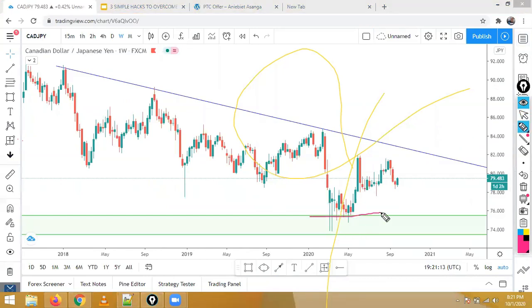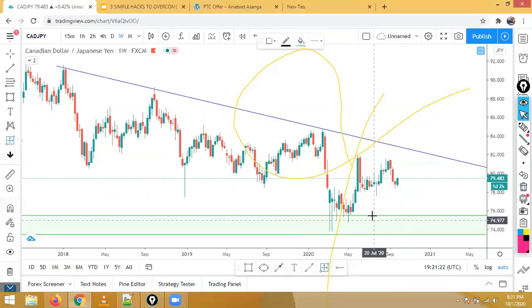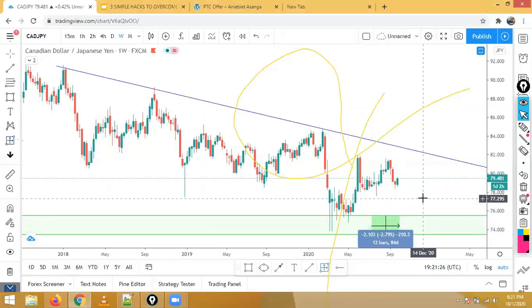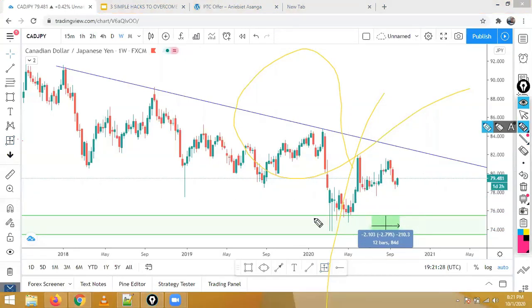This was the original support level here, the demand zone. But you see, the spike happened up to here. That is over how many pips? Let's look at how many pips that is. See, over 200 pips. So it was manipulated.